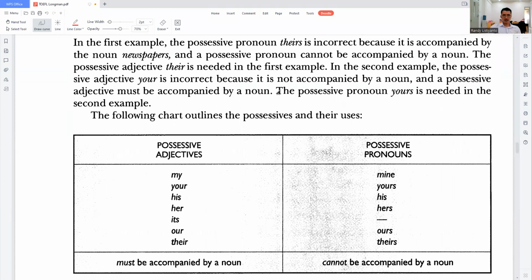Okay, do this. My, your, his, her, its, our, and their are possessive adjectives, and they should be followed by a noun. And these are possessive pronouns, they don't need a noun. Okay. Let's move on.